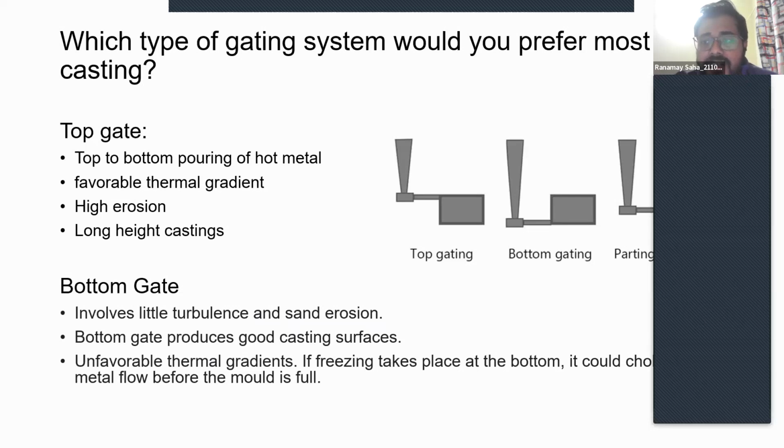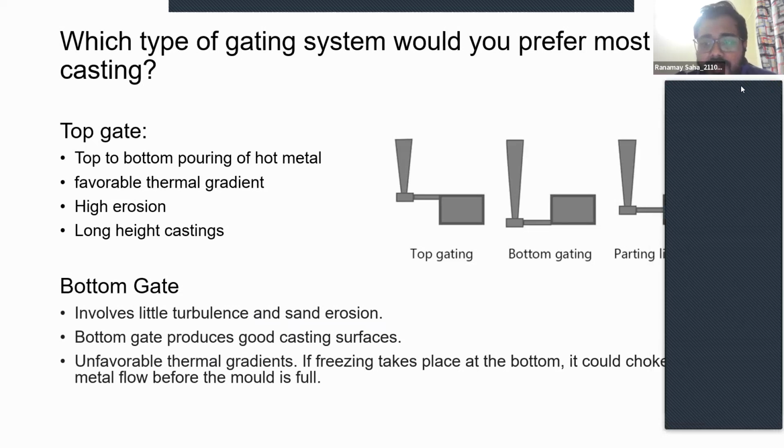It's called the parting line gating system, in which you take a trade-off and make the gate somewhere in between, at the midway between the casting. So what happens is the top acts like a bottom gate, and the bottom acts like a top gate. As a result, we get somewhat of a trade-off between the erosion and the temperature gradient. So overall, the parting line is the most preferred gating system used in casting. If such a question comes in future, remember that parting line is the most preferred gating system.